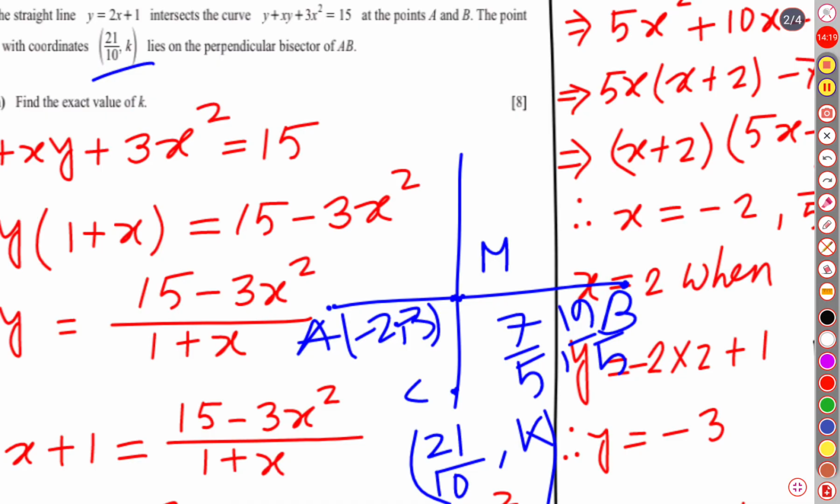So how can we find the midpoint? We require the midpoint, and the coordinate of C is given. So we can find the equation of the perpendicular bisector, because if we know the equation of a line, and one of the coordinates is given, we can find out the other coordinate by applying the equation. So what are we going to do? We are going to form the equation of this perpendicular bisector, the line passing through the midpoint of AB.